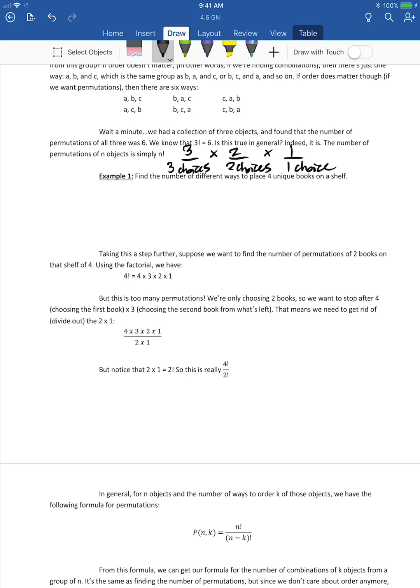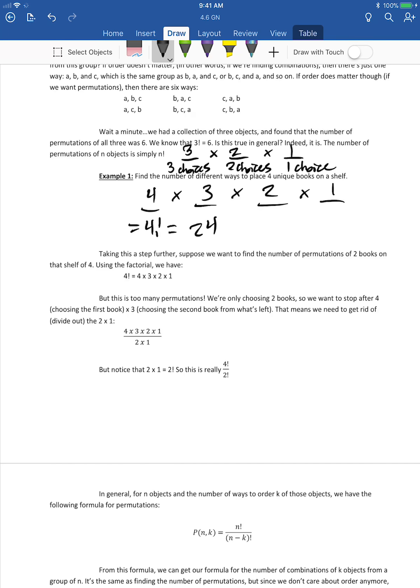So find the number of ways, different ways, to place 4 unique books on a shelf. All right, well, I have 4 choices for the first slot, times 3 for the second, times 2 for the third, and then I'm left with whatever's left over for the last one. So that's just 4 factorial, which is 24.